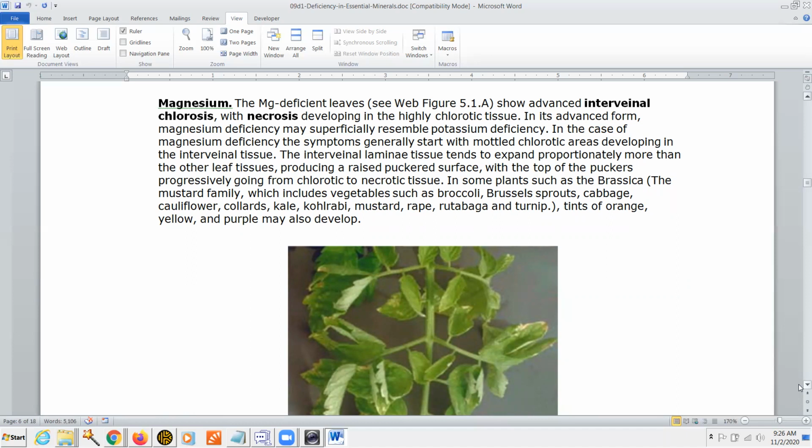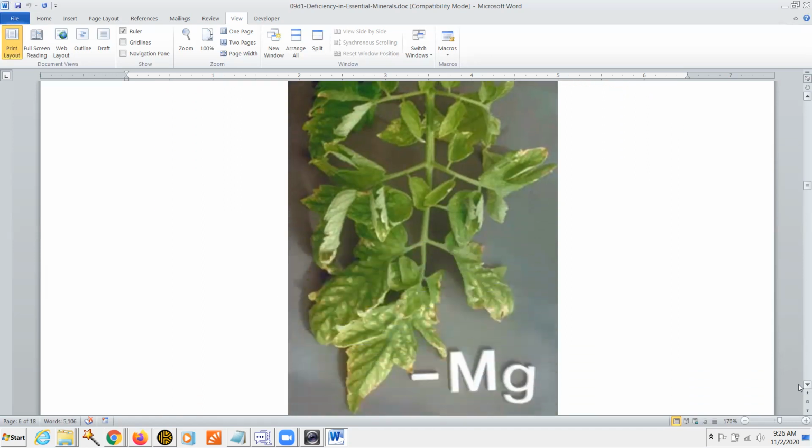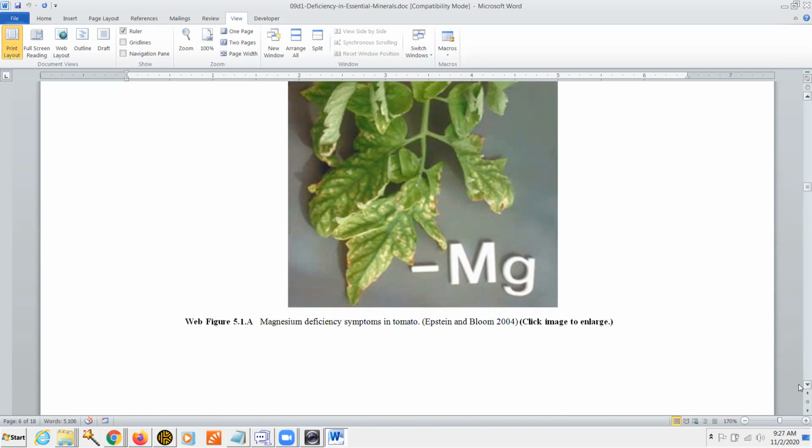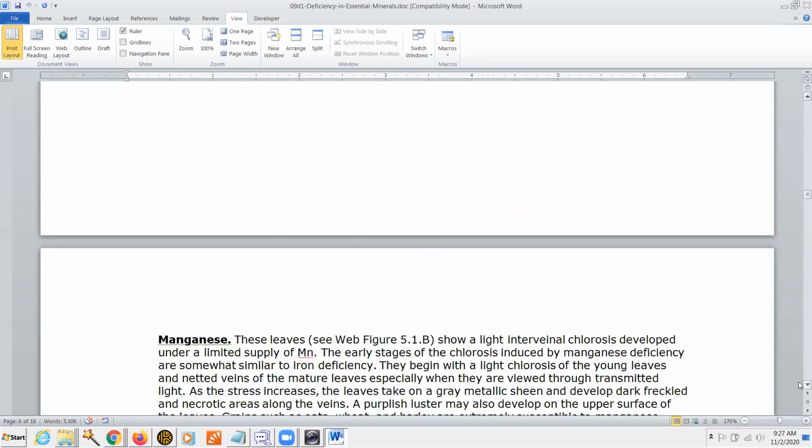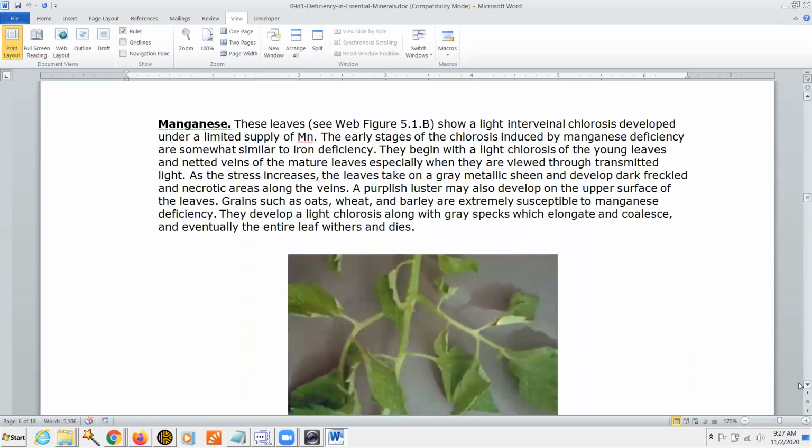And so the next set of slides is all about the actual symptoms, and I've made a few things bold, and those are the ones I want you to concentrate on. Magnesium shows an intervenal chlorosis developing into necrosis. There's a lot more details here, and this is just one example of what a magnesium deficiency might look like. You can see the intervenal chlorosis pattern very clearly. And don't worry about trying to memorize all the details here.